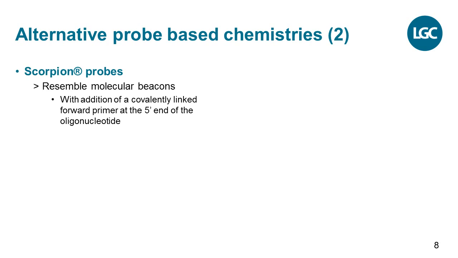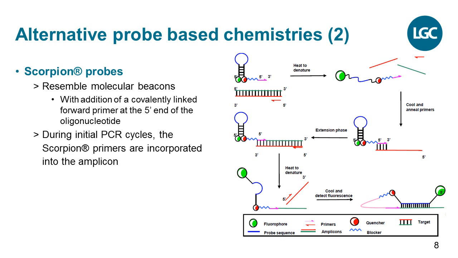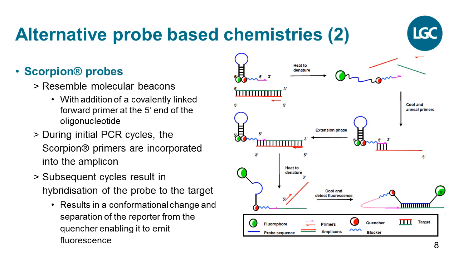Scorpion probes resemble molecular beacons in structure, but with the addition of a covalently linked forward primer at the 5' end of the molecule. During the initial qPCR cycles, the Scorpion primers are extended and become part of the resulting amplicon. During subsequent PCR cycles, the probe sequence anneals to the target, causing separation of the quencher from the reporter and enabling the reporter to fluoresce on excitation. The reaction kinetics for the Scorpion system make for very rapid reaction times. In addition, Scorpions are highly target-specific, which makes them suitable for the detection of single nucleotide polymorphisms.